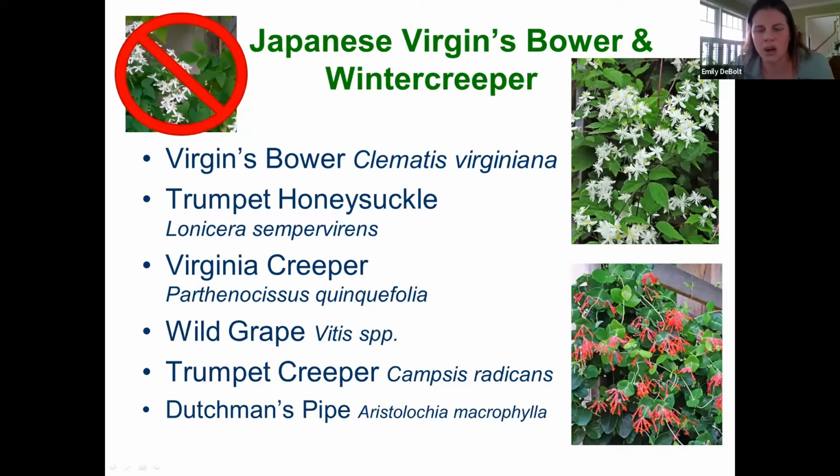I mean, these are pretty aggressive spreaders, but so are those invasives they're replacing. So again, you have to really think through what's going to work for you. But these are all beautiful native vines that we could be using instead. In my photos, that's the virgin's bower, our native clematis up top, and that's our native trumpet honeysuckle down below.